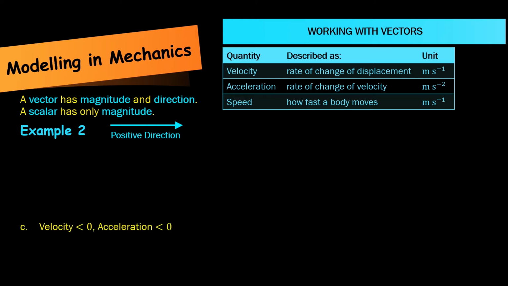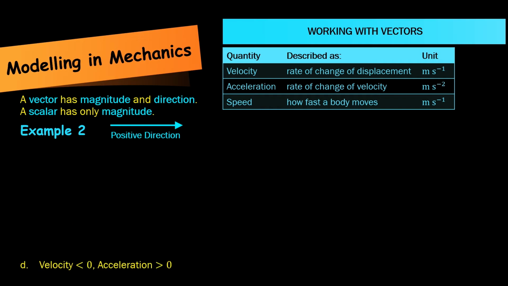And now for part C. We have that the velocity is negative and the acceleration is negative. Therefore, the speed is positive. In other words, it's increasing. So to sum up, the particle is moving to the left and its speed is increasing.